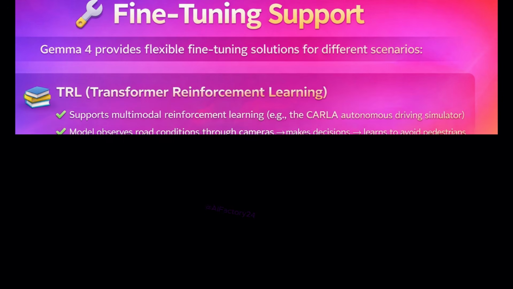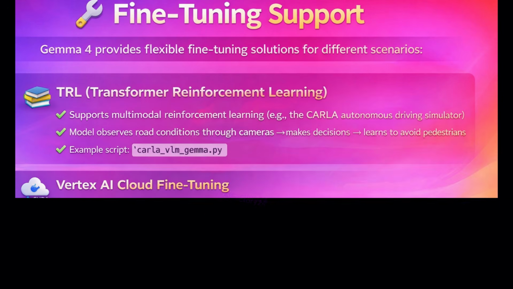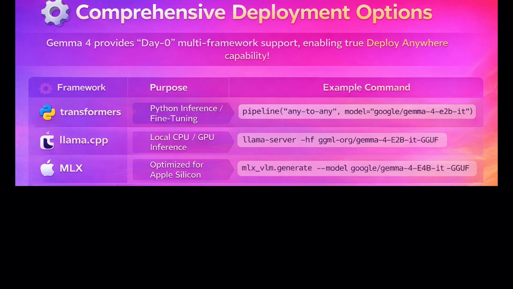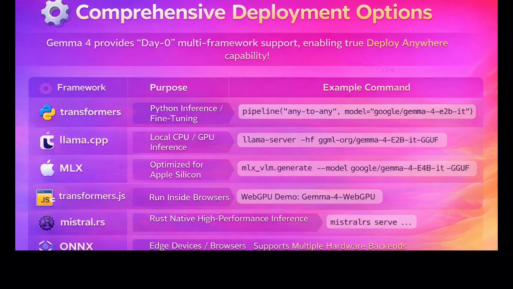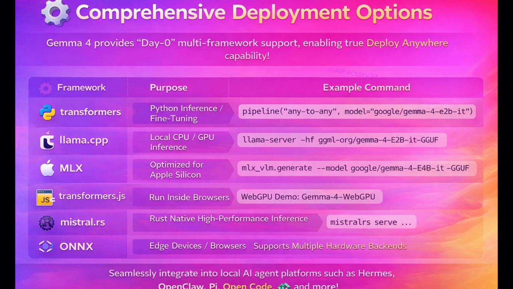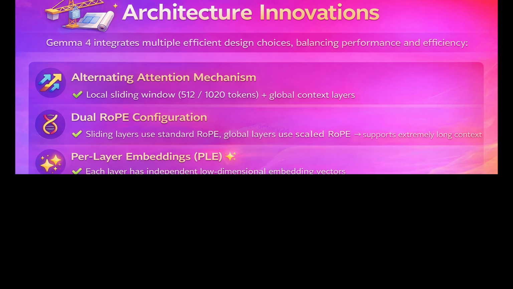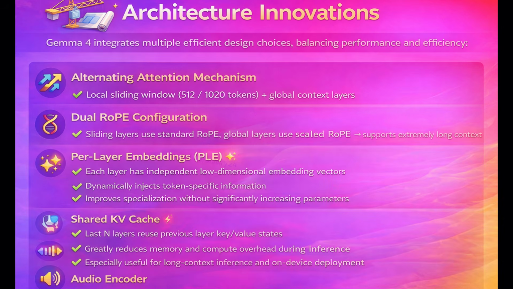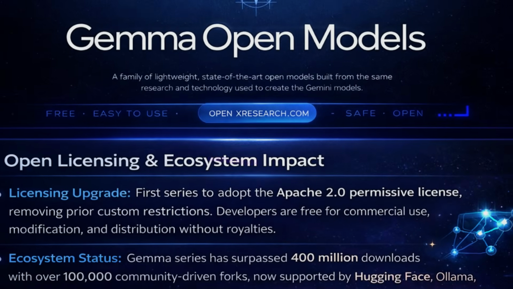But performance is only part of the story. Gemma 4 is designed to be truly open and deployable everywhere, supporting frameworks like Transformers, Llama.cpp, MLX, WebGPU, ONNX, and Rust, meaning you can run it in the cloud, on your computer, or even in the browser. It also introduces advanced architecture innovations, including alternating attention mechanisms, shared KV cache for efficient long-context inference, and powerful multimodal capabilities across text, image, video, and audio.